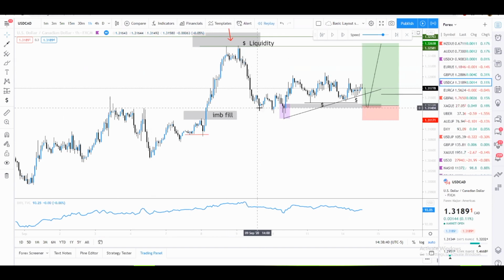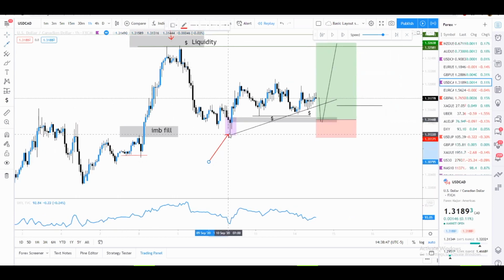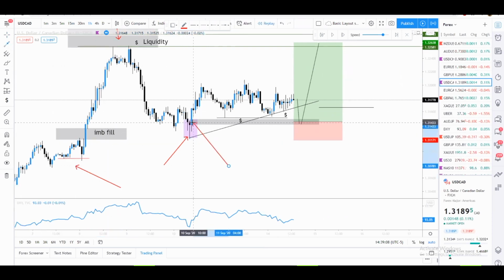Price reversed, went down. We got an offer into that imbalance fill. This is when we can understand what's going on. You could have taken the trade back here with an imbalance fill play. But for some reason, the same way that price wicked down below this low and then rallied, for some reason it did the same thing right here. Do y'all see that?